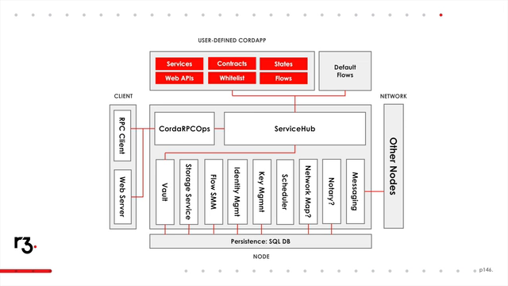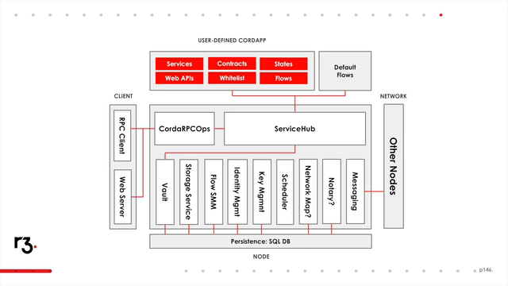We have identity and key management, so that's how you can manage the various identities which your node can support, as well as keys which your node can generate that can be used to sign transactions. So scheduling service for scheduling operations at some point in the future. Then we also have network map and notary. So these are optional services that your node can offer.